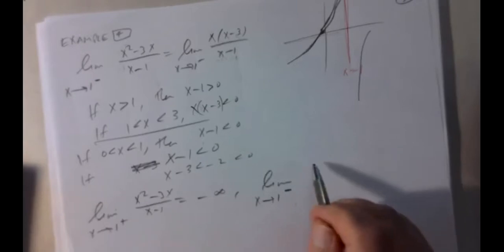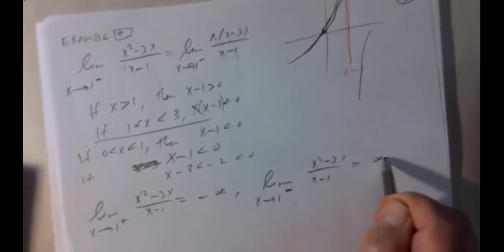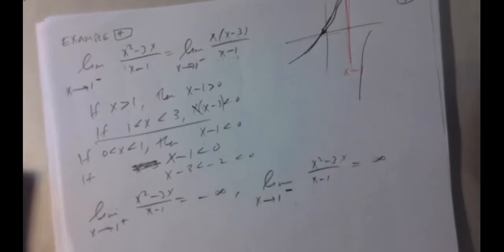So what this says is the limit of this function, x squared minus 3x over x minus 1, as x approaches 1 from the right is minus infinity. The limit as x approaches 1 from the left of x squared minus 3x over x minus 1 is plus infinity.